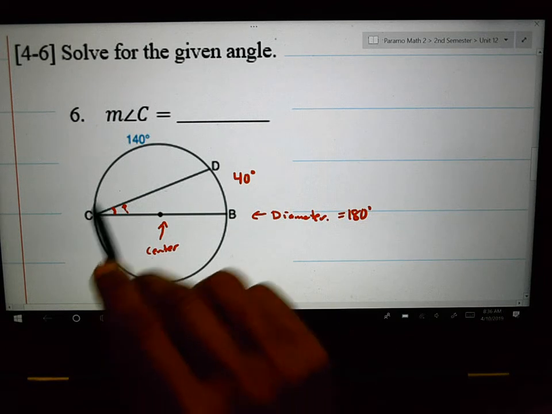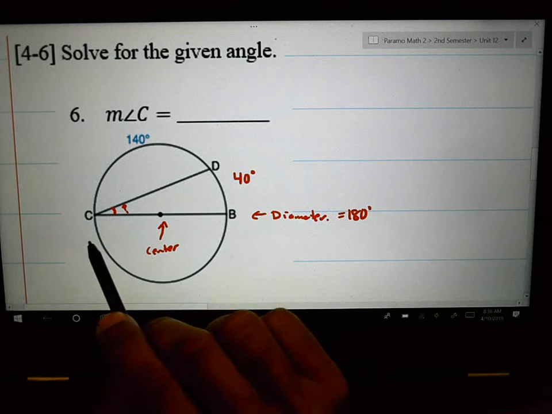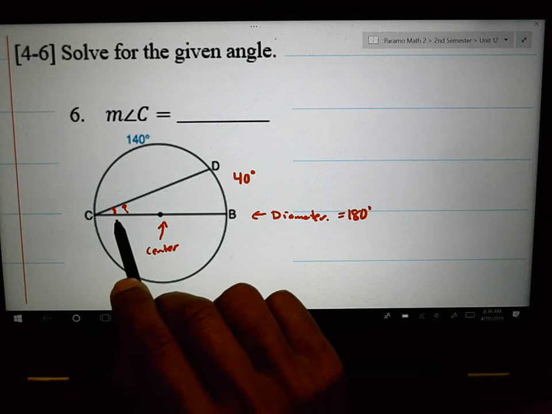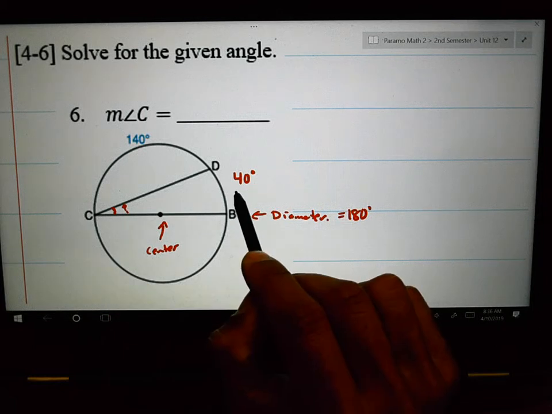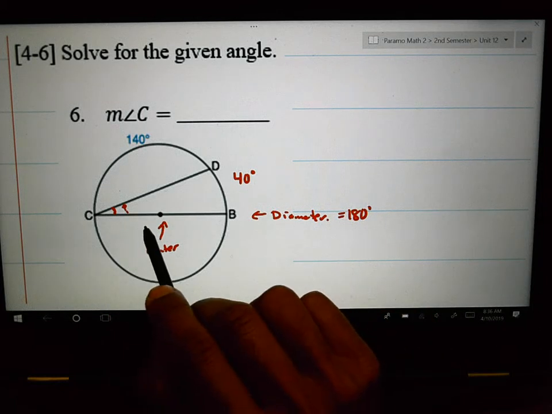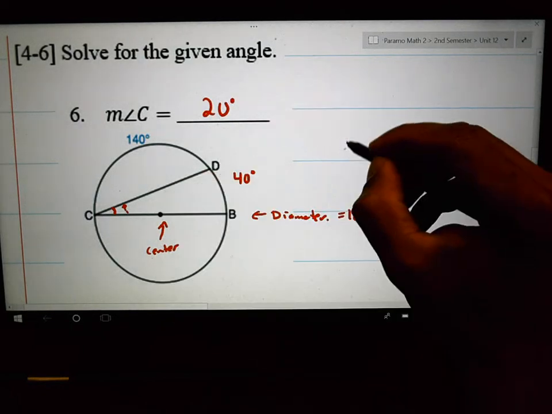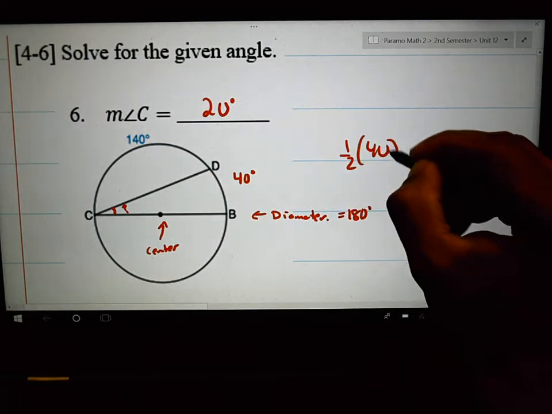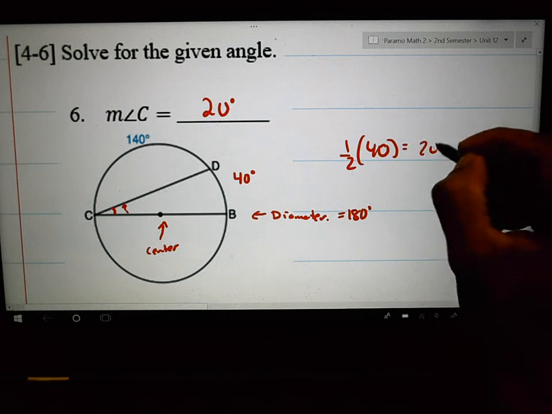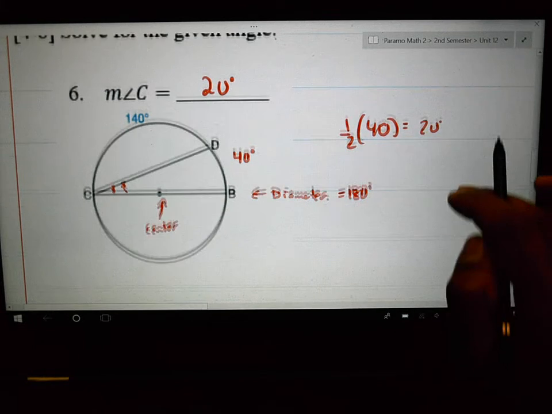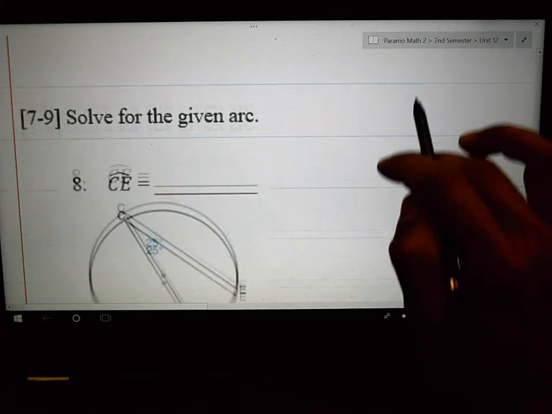And then angle C is an inscribed angle. The vertex is on the edge of the circle. Are they equal? No. It's half. How much is half of 40? If you do half of 40 degrees, it's equal to 20 degrees, which is how we worked it out. Fairly simple though, right? I mean, we haven't even needed to use a calculator. We could do a lot of it in our head.